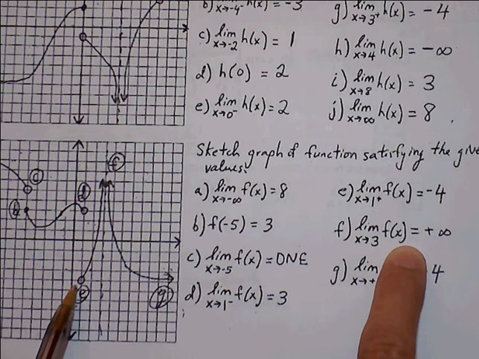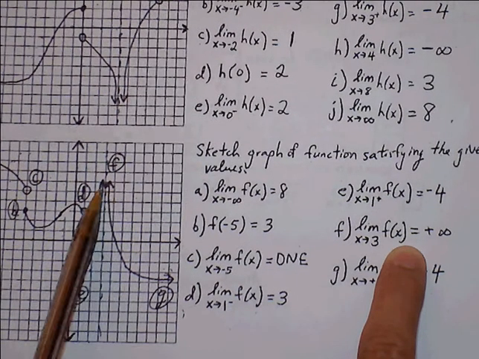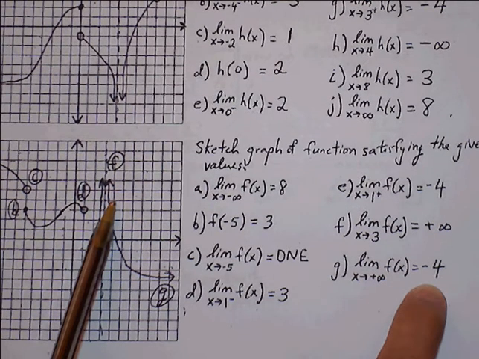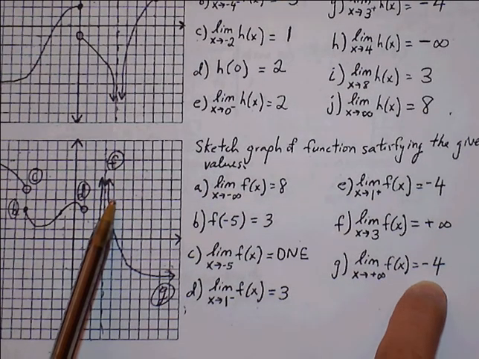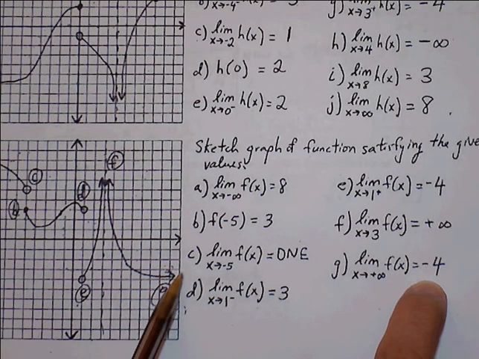Approaching 3 is infinity. So as we approach a vertical asymptote, we want both sides of the graph to approach +infinity. Approaching +infinity, we want the graph to have a horizontal asymptote of -4. So I just sketched that graph over here as we move towards the outer edge of the graph.